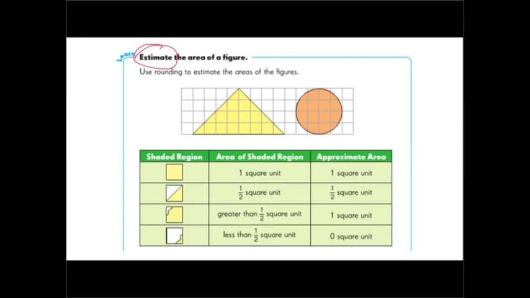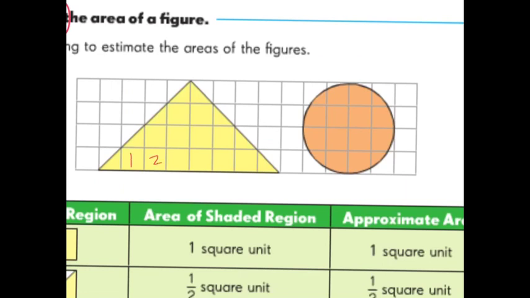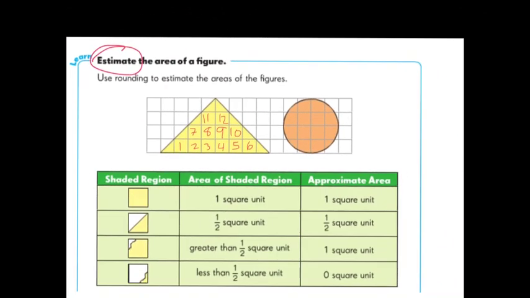So let's start with this rule right here. Let's start with all of the shaded squares. So here, 1, 2, 3, up to 11, 12. Those ones are all completely inside this triangle. So that means that there are 12, and we're going to count them all as 1. Okay? So we have 12 complete.